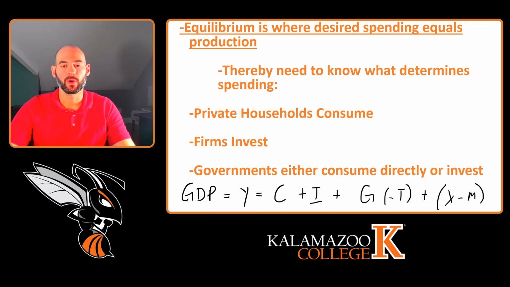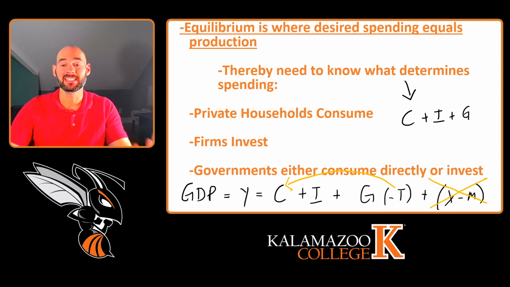Now, there's a couple important notes to make here. The first is that we've already said that we're going to abstract away. We're not going to consider foreign markets or the rest of the world. So there's no exports, there's no imports. And we are only going to consider taxes as they directly impact consumption. And so in this model, we're going to think of spending as C plus I plus G.